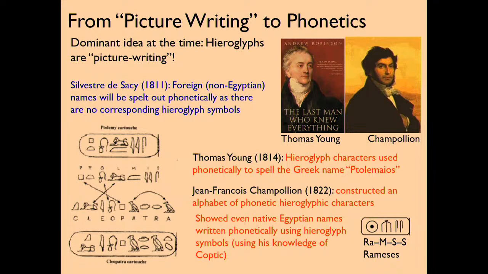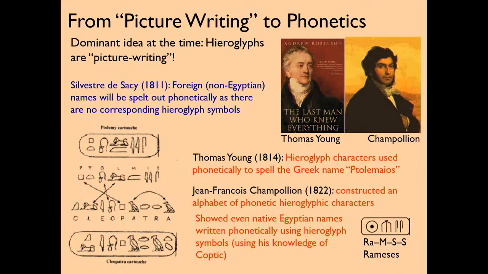Ptolemaios would have an L, and again he says, okay, maybe it's the lion, and Cleopatra would also have an L, so maybe it's the lion. So then it's the lion, which stands for L. In this way, he figured out that you can actually use Egyptian hieroglyphics phonetically. So there could be some kind of correspondence between sound values and particular hieroglyphic symbols.